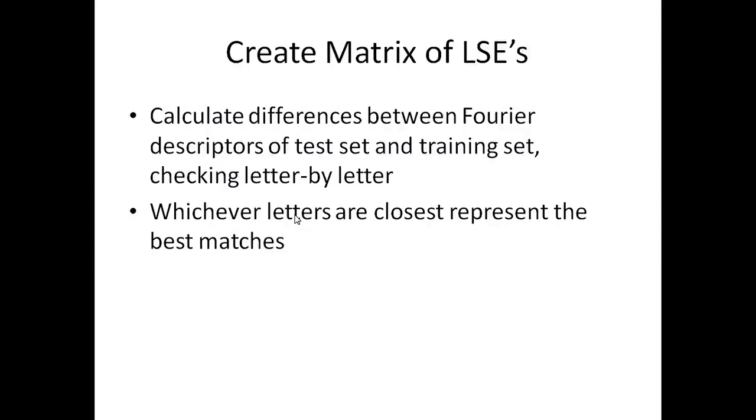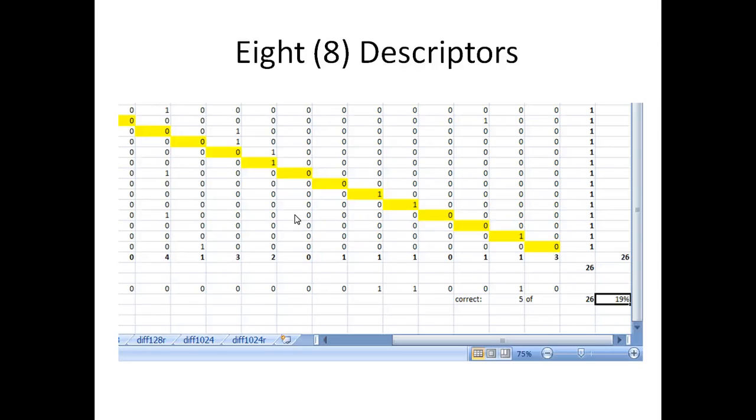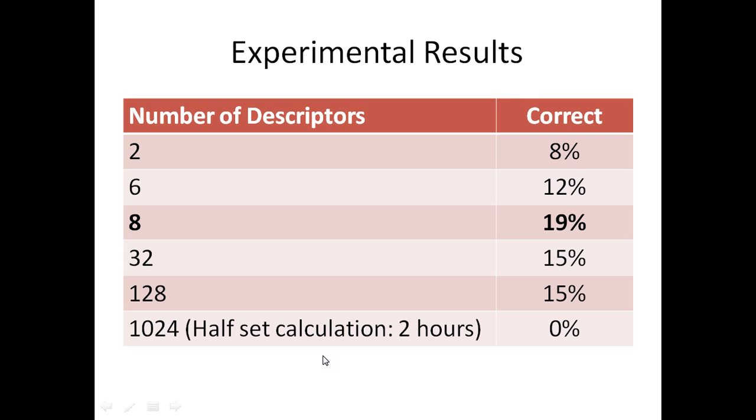Then I created a matrix of square errors, and then I calculated the differences between these square errors. Did it letter by letter. Whichever letter was closest in the test set to the training set represented the best match. Here's an example using 8 descriptors. I was able to achieve 19% of a match. Actually, even better than that if we counted the ones that had duplicates. This is actually the best method we had.